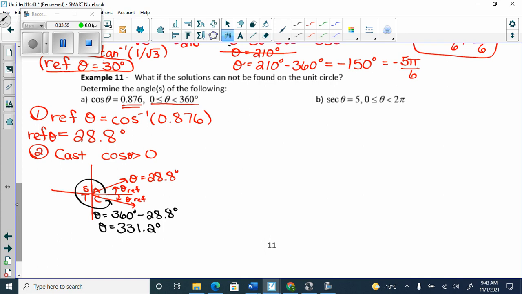Do both of those fit? What is my domain? 0 to 360. Do they both fit? Yes. If you get 0 to 360, you didn't realize how much fun that is. Like when you get 0 to 360 now, you're going to throw a little party in your head, being like, this is awesome. Okay. So our answer is going to be 28.8 degrees and 331.2 degrees.